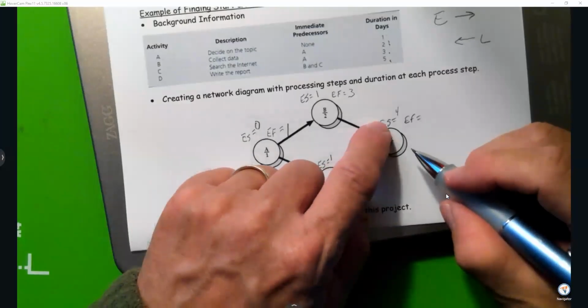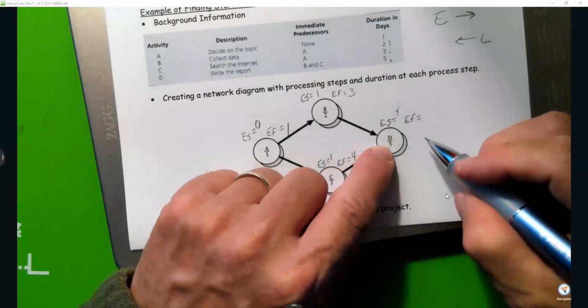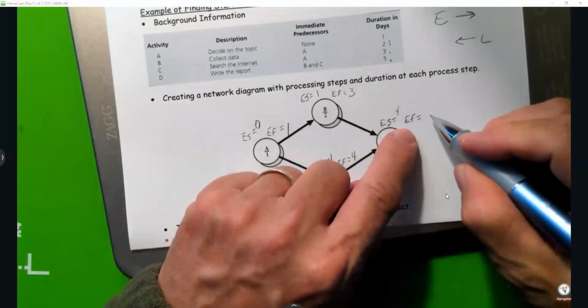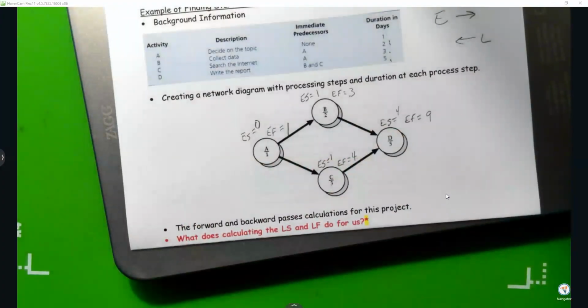So when's the earliest I can finish it? 4 plus 5 equals 9. So the earliest I can be done is day 9. Now, that's the ES's and EF's when I say E's.